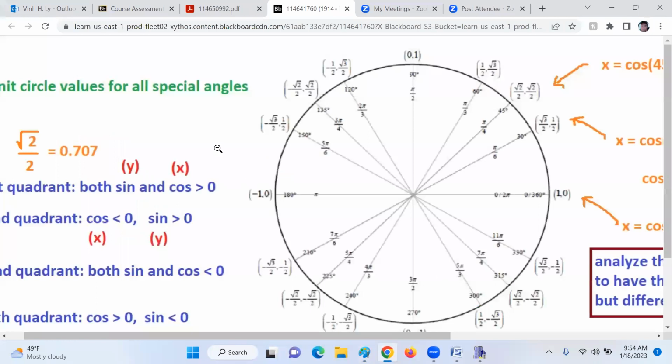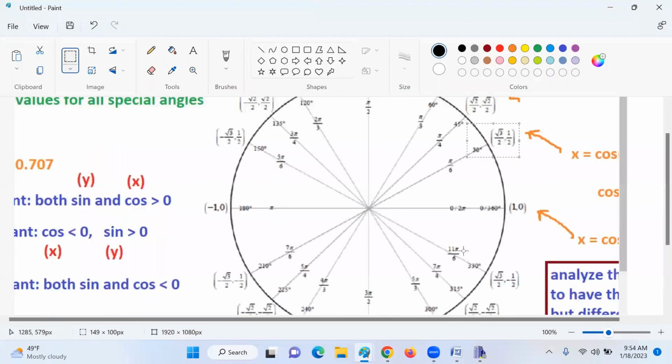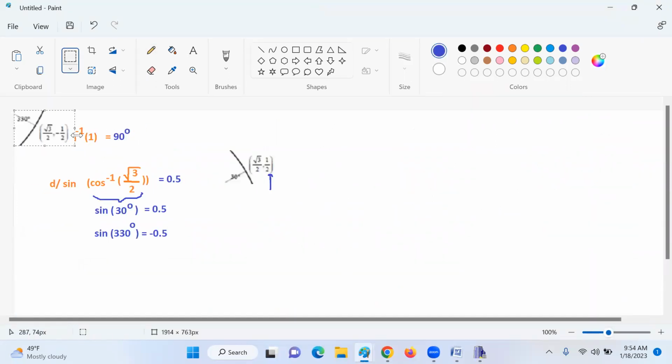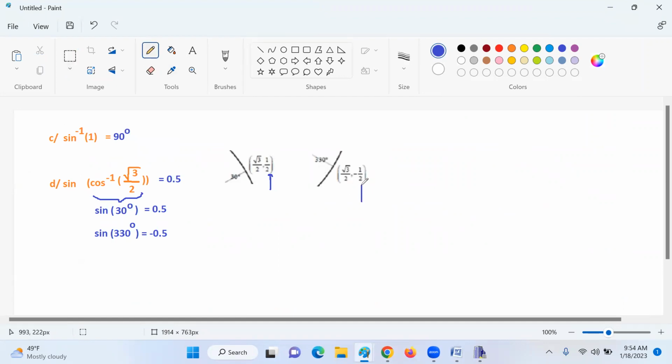Okay, and then another part of the answer will be on the bottom. So when the value for cosine is radical 3 over 2, the value for sine in this case is negative 1 over 2, right? It's because that corresponds to 30 degrees on the picture and 330 degrees. So you're going to get the answers right away. Okay, are we good? Is that good, people?